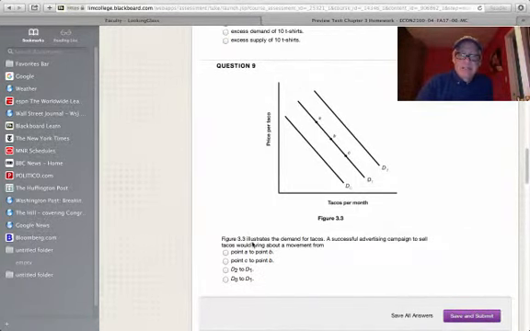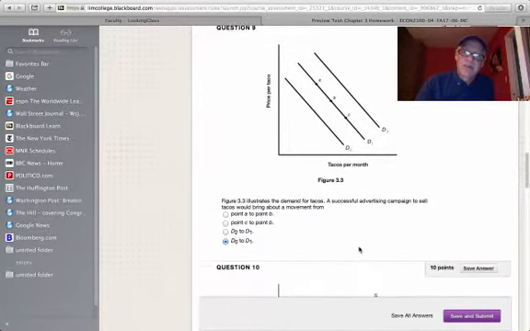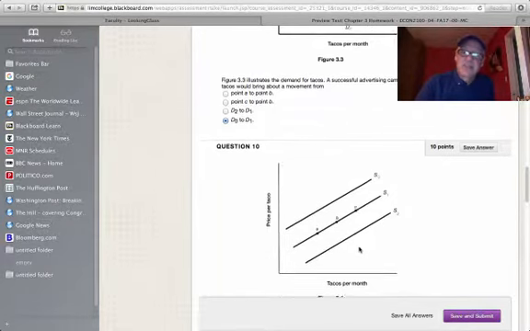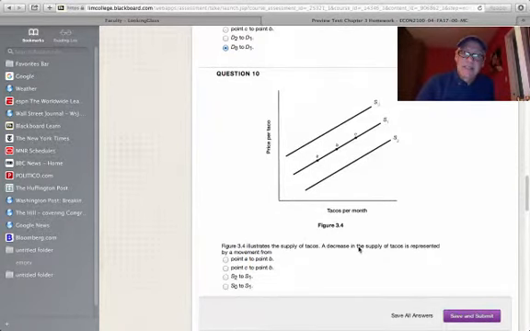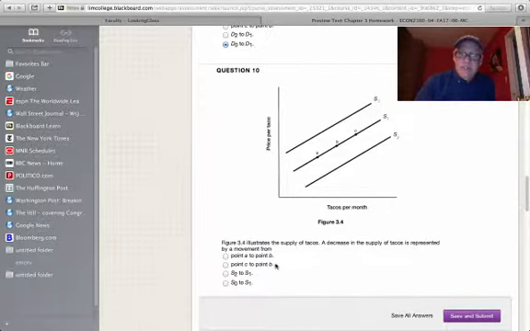Question 9. I'm moving on. This figure up above illustrates the demand for tacos. A successful advertising campaign to sell tacos would bring about a movement from, so I'm looking from D0 to D1, D1 to D2, one of those choices. So it's D0 to D1, right? D0 to D1 is a shift of this whole demand curve because something good happens. And this happens a lot with marketing. This is what you want when you have a successful marketing campaign. It shifts demand to the right. That branding stuff.